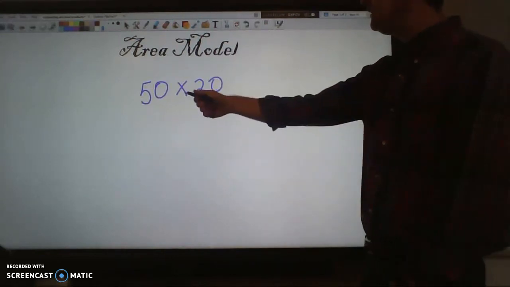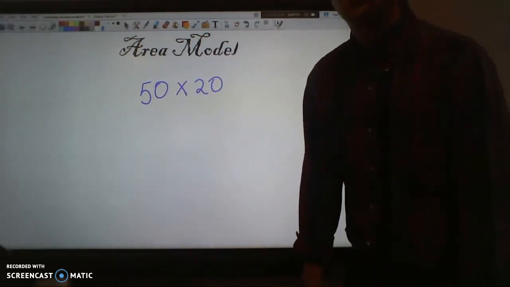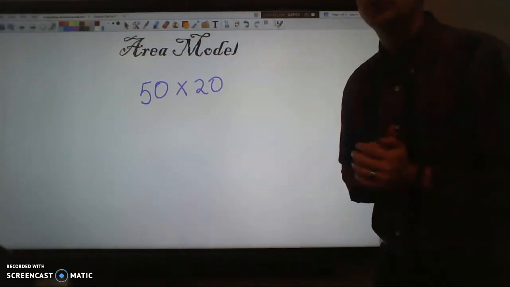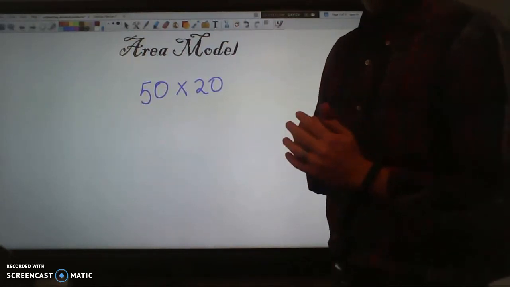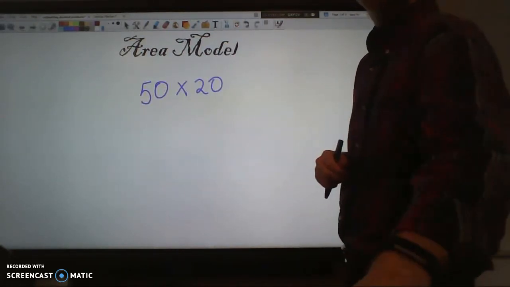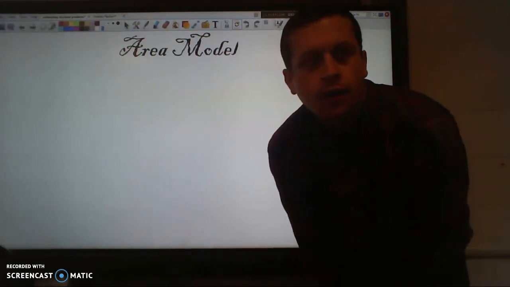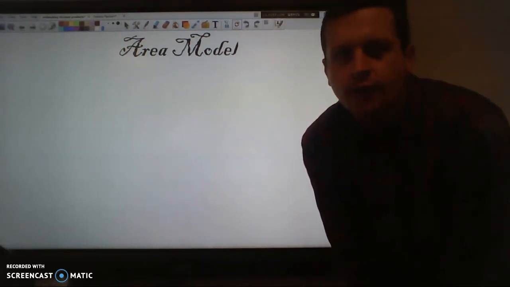Alright, here's your last one that I want you to do. It is 50 times 20. This one's super important that you box those zeros so that way you can get it correct. Good luck. Alright, that wraps up our lesson on using the area model.